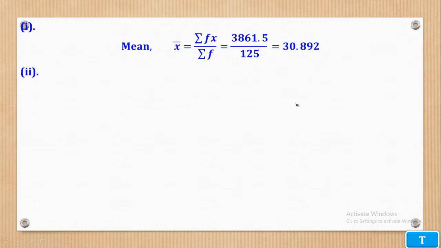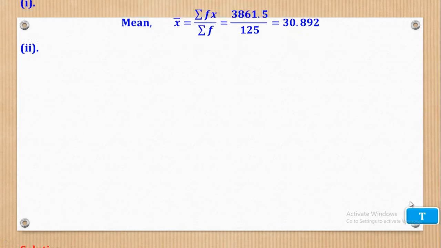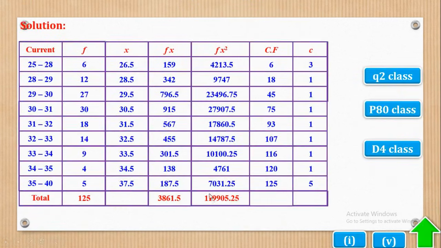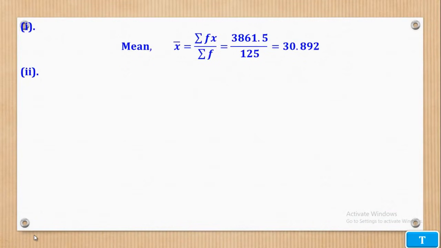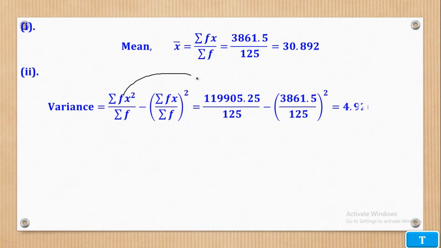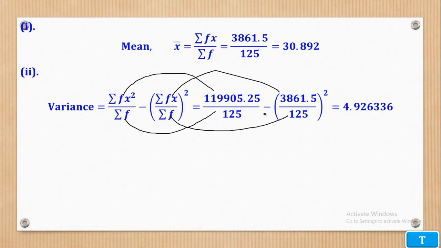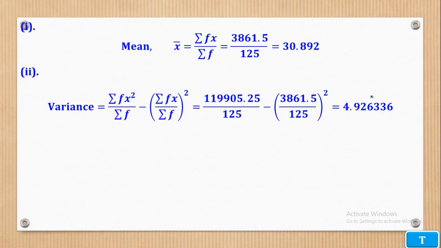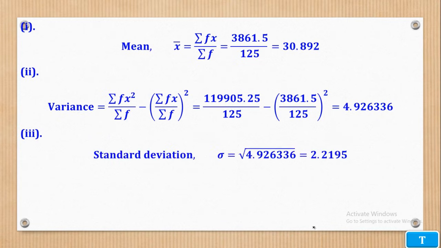Then for variance, we need summation of fx squared, and that value will be this total here. So that's what you're going to write. So you come here and quote the formula, then substitute this, put this here, substitute for this, substitute for this, substitute for this. In the end you come up with this as the answer. It is okay to round off to 4 decimal places here. The next, standard deviation, you get the square root of variance, which is that.